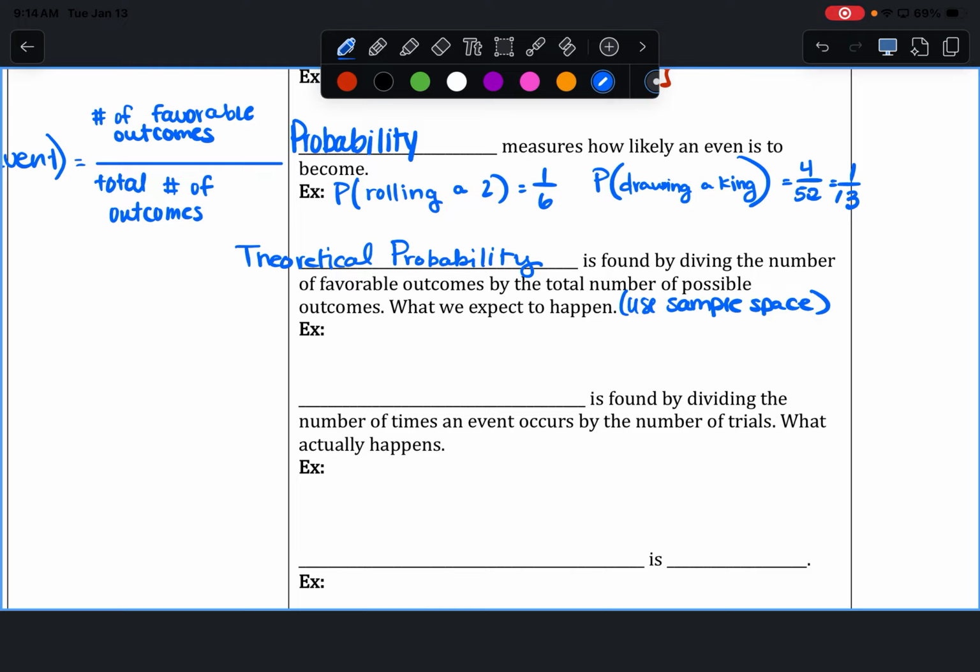So like the probability of rolling an even number on a dice. How many even numbers are on this dice? Out of how many? What is 3/6 the same as? 1/2. So the probability of us rolling an even number is 1/2. Okay? But we have something called an experimental probability.